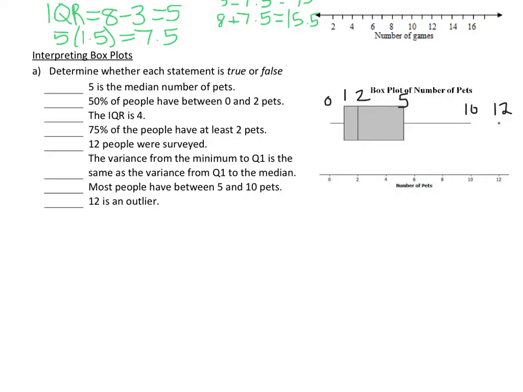Now let's go ahead and look at these statements and figure out if they're true or false. 5 is the median of number of pets. Our median is where this middle bar is, which is 2, so this is false.